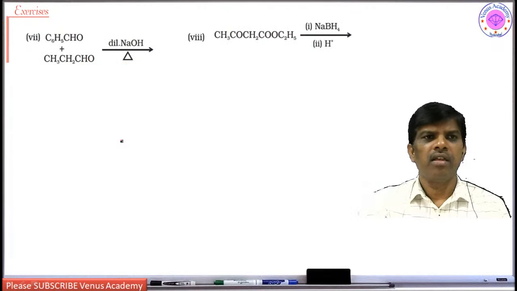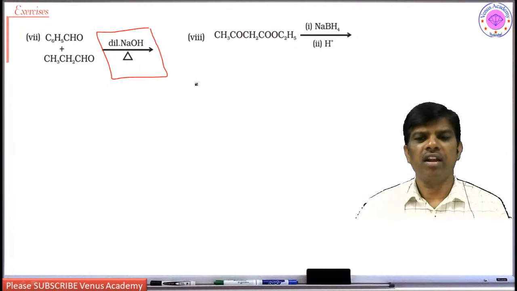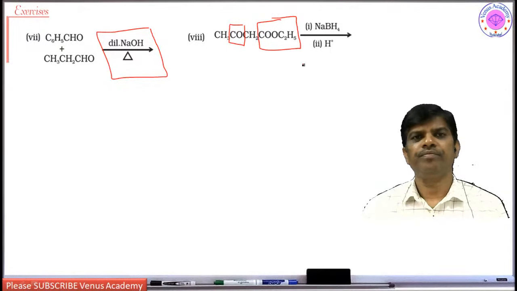Next, benzaldehyde, propionaldehyde, dilute NaOH. Just now I have explained the cross aldol product, and this is very, very important, students. Ketone and ester, chemoselective reduction.